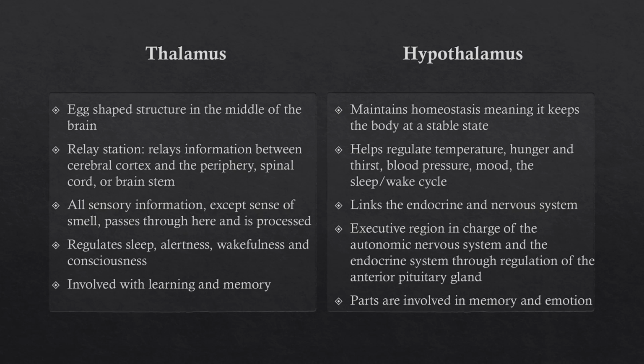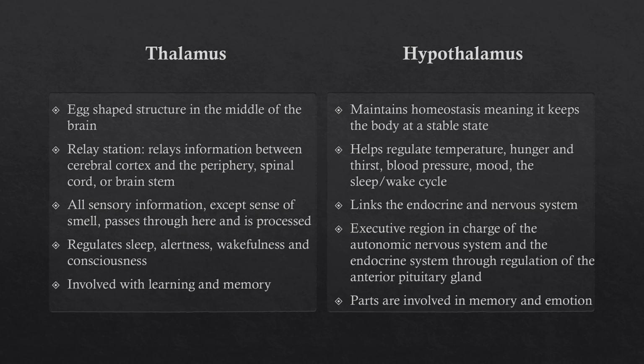This is the body's information relay system. All of the sensory information, except the sense of smell, passes through here and is processed through the thalamus before it is sent to the cerebral cortex for interpretation. The thalamus also has a role in functions such as sleep, wakefulness, alertness, consciousness, learning, and memory.